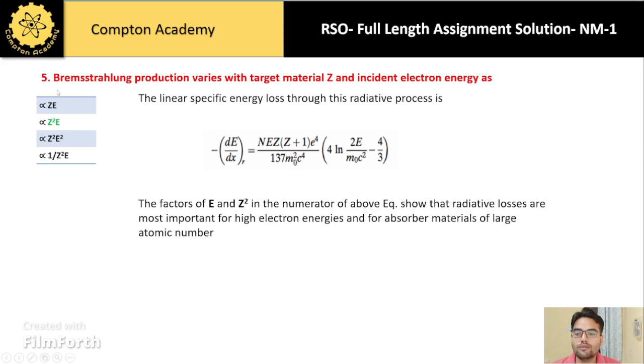Now question number 5: bremsstrahlung production varies with the target material Z and the incident electron energy E. Here the linear specific energy loss through this radiative process is mentioned. The electron energy loss in the radiative process is proportional to E and Z(Z+1), so that becomes Z squared. So in this equation it is proportional to Z squared and E.